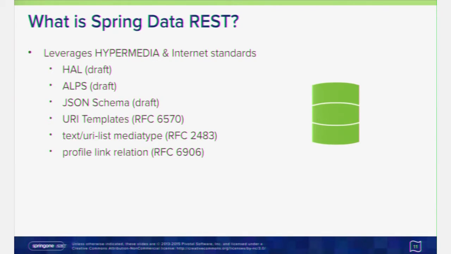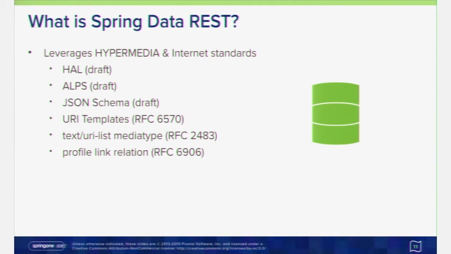Instead, we're using popularly accepted ones out there like HAL, which is Hypertext Application Language. ALPS is a form of metadata to describe the services. Another variant of that is called JSON Schema. Those are draft standards right now, but we also use things like URI templates.